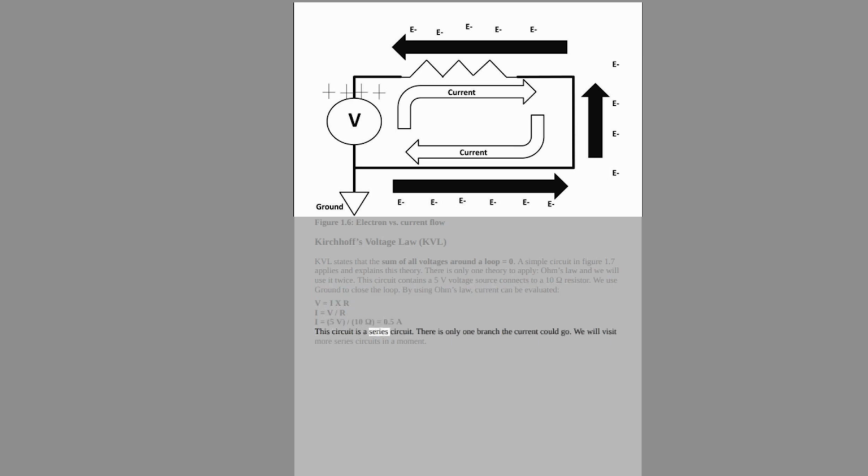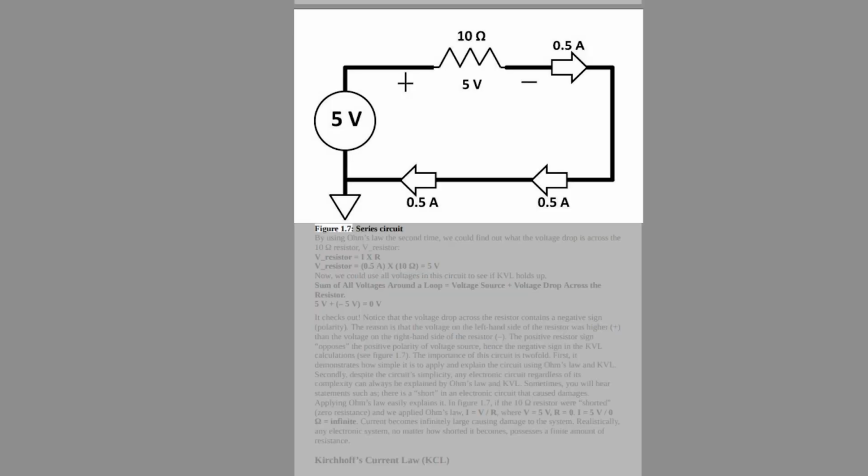This circuit is a series circuit. There is only one branch the current could go. We will visit more series circuits in a moment. Figure 1.7, Series circuit. By using Ohm's law the second time, we could find out what the voltage drop is across the 10 ohm resistor, V_resistor. V_resistor equals I times R, or V_resistor equals 0.5A x 10 ohms equals 5V.